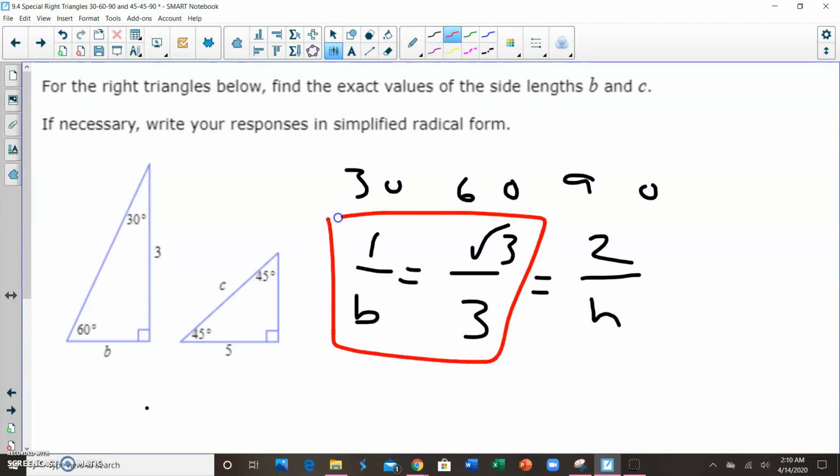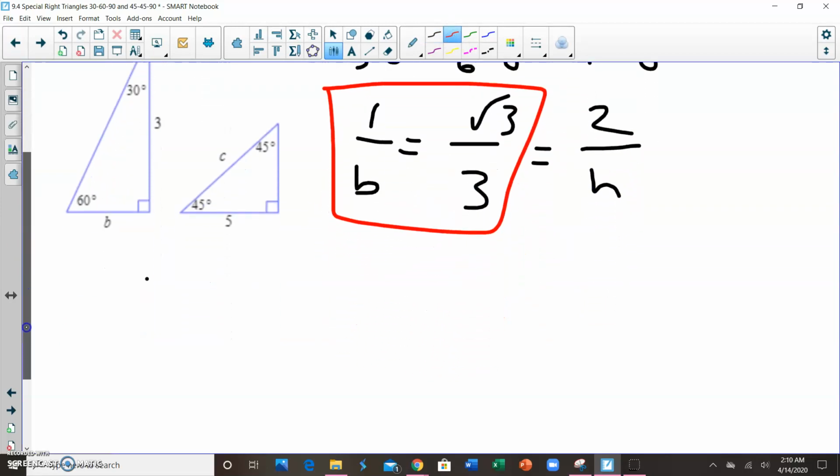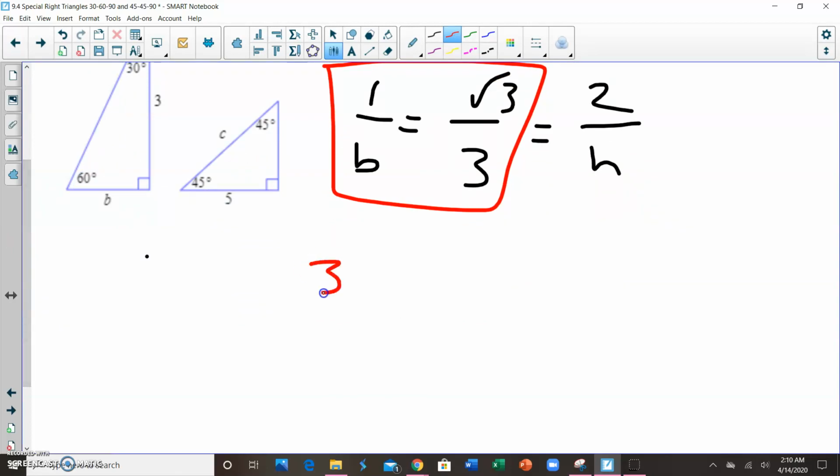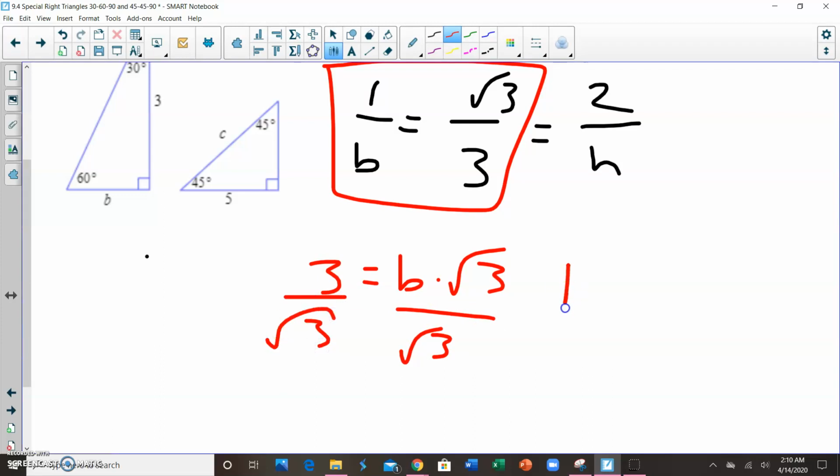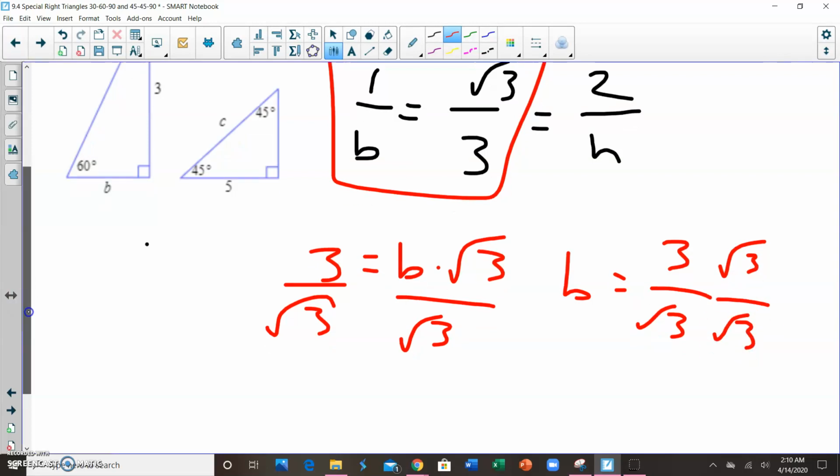So here's my problem right here. Then I'm going to cross multiply. So I get 3 is equal to B times the square root of 3. Well, I'm going to divide both sides by the square root of 3. So I get B is equal to 3 divided by the square root of 3. That is not in simplest radical form. So I need to multiply this by the square root of 3 over the square root of 3, and then I will get my answer.